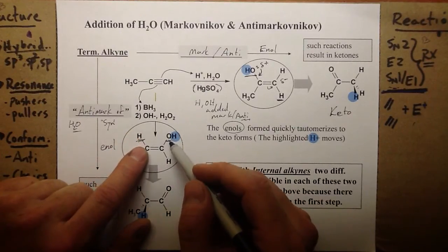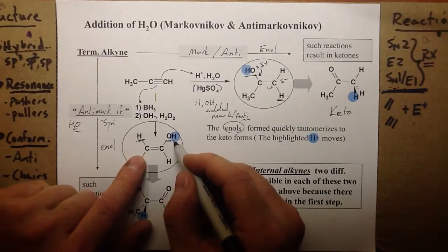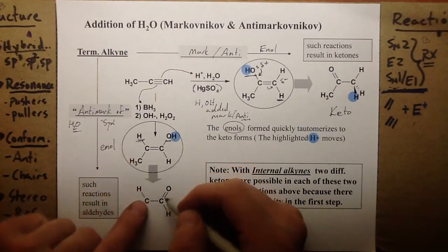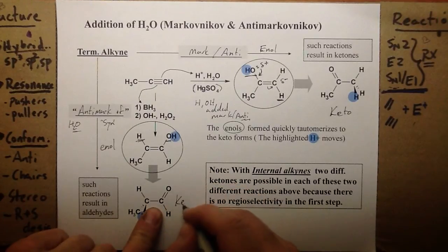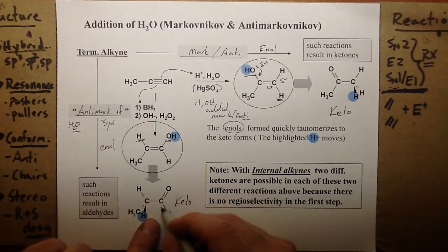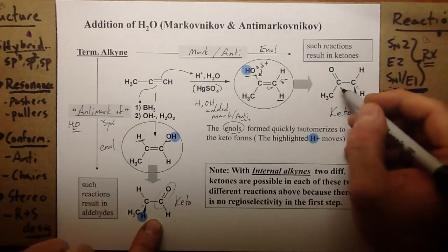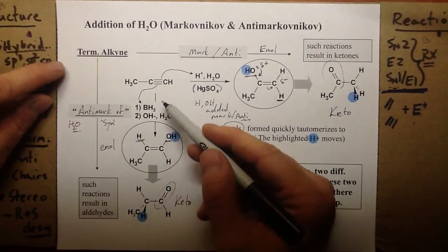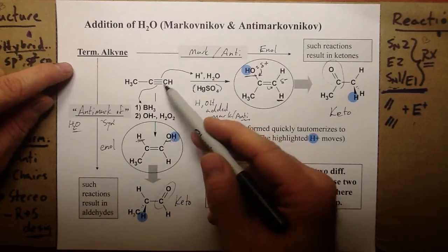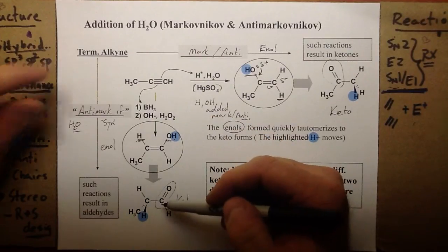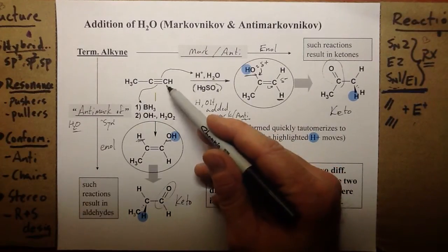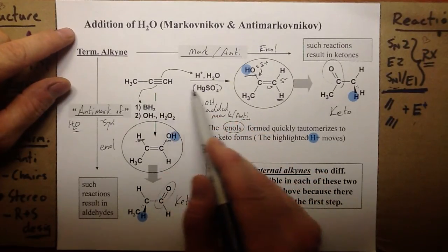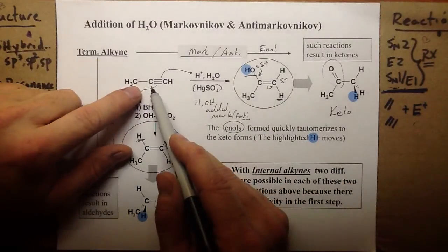But we can take the enol, and just like we did before, we can take the proton and put it here because this carbon is partially negative. So we end up with the keto form, where in the end our carbonyl is on the end carbon with hydroboration oxidation. Just remember that the CO double bond you're going to from the enol is on the end carbon, and with acid catalyzed hydration it's on the interior carbon.